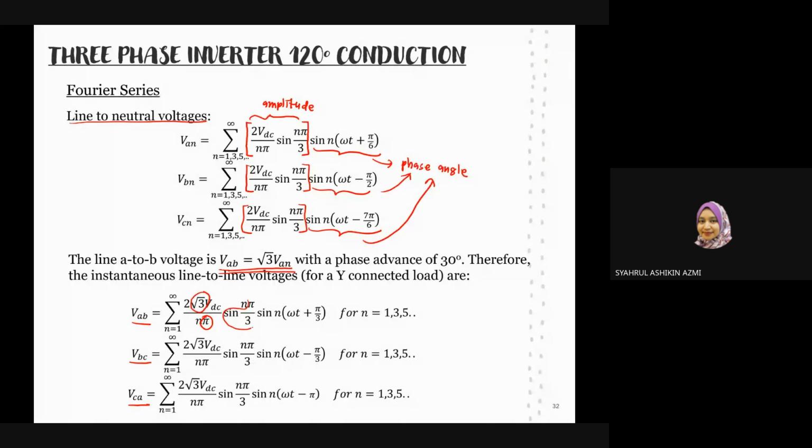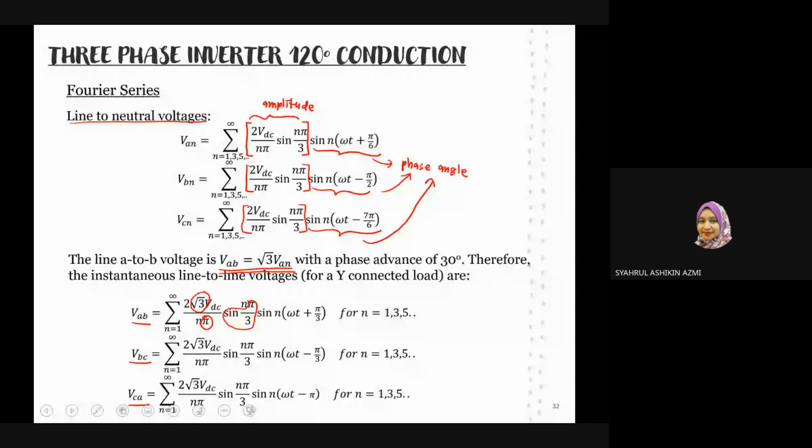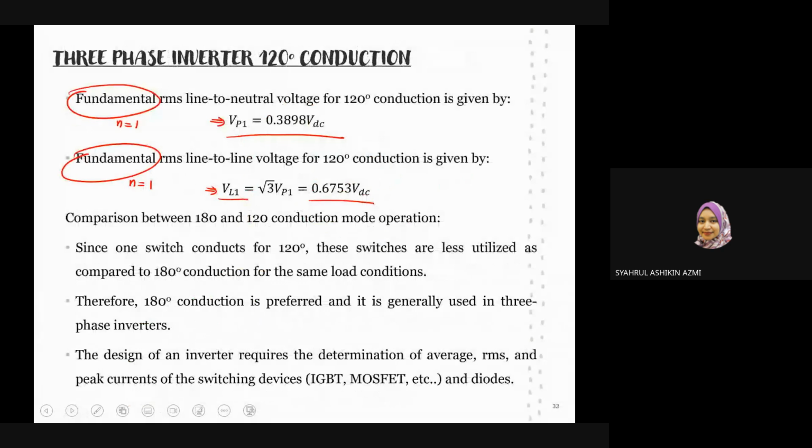So basically from here we solve the pi. So 2 divided by pi and sine pi over 3, and then we are just left with the VDC. That's why you can get this value. We can give it a try from the equation: substitute when n equals 1, and then solve everything except for VDC. You will get these two values for the phase voltage and the line-to-line voltage. Right, next.